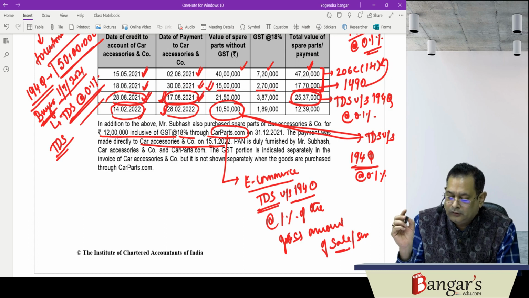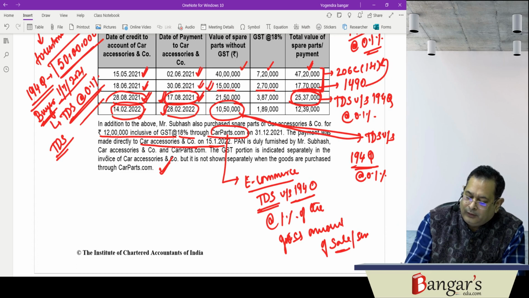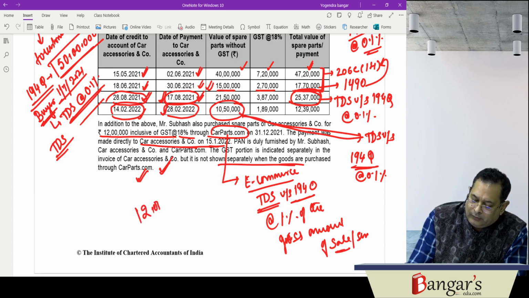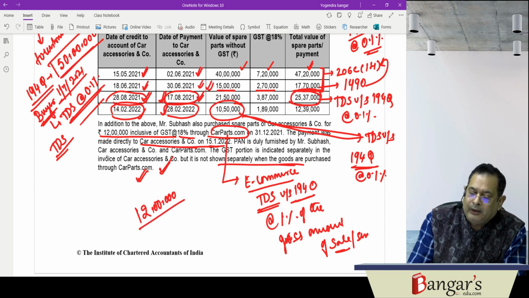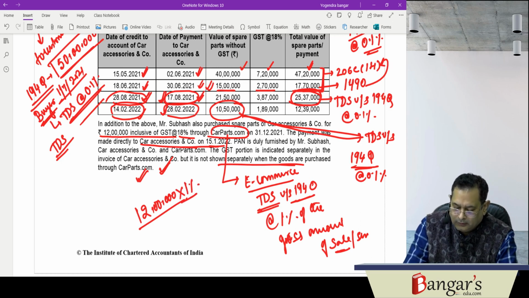Now here the GST portion is indicated separately in the invoice of car accessories and company, as we have seen, but not shown separately in the invoice when the goods are purchased from carparts.com. So carparts.com will be deducting tax at source at the time of making payment or credit, whichever is earlier, amounting here to 12 lakh rupees. Even if payment is made directly to the supplier, then also tax will be required to be deducted at source at the rate of 1% of the gross amount of sale or service.